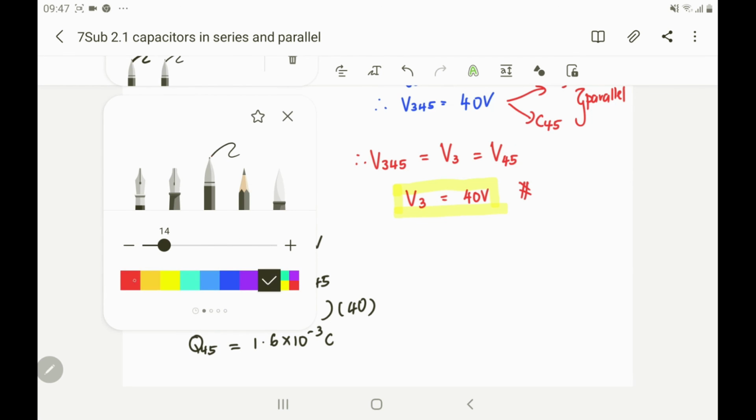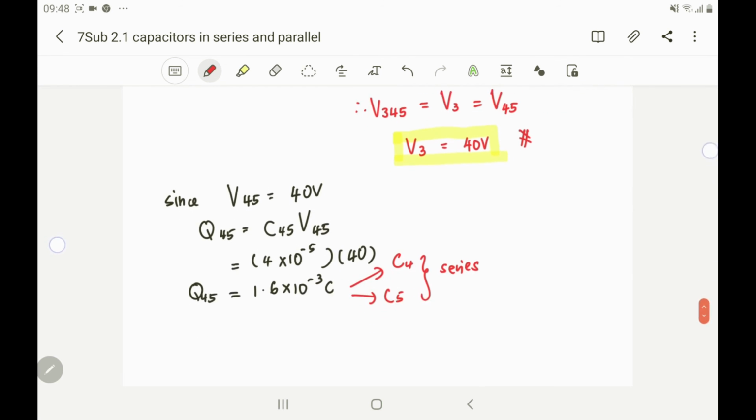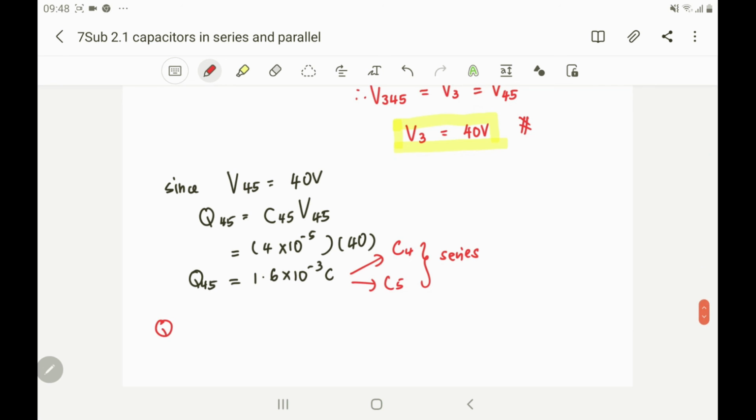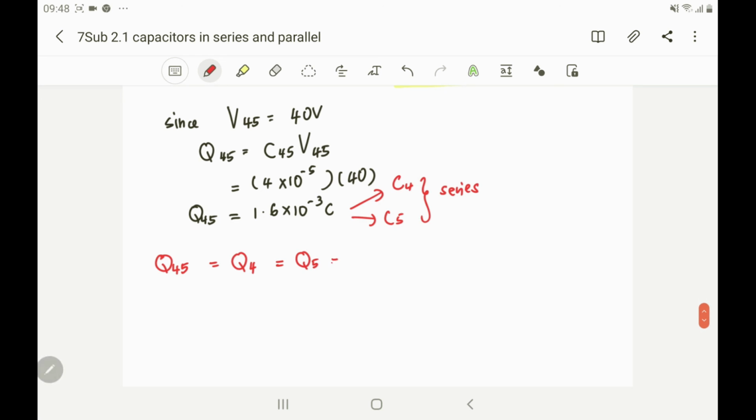Okay, and remember 4 and 5 are combination between C4 and C5, and they are in series. So since they are in series, so we can write that Q45 is equal to Q4 is equal to Q5. Sebab itu you kena ingat, bila capacitor in series, siapa yang sama? Charge dia yang sama. When the capacitor is in parallel, dia punya voltage yang sama. Okay, so this is equal to 1.6 exponent negative 3 coulomb.